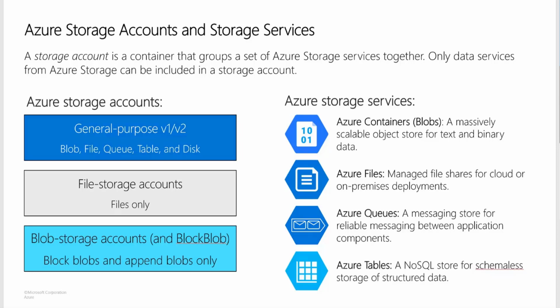And there are different types of storage account. There is a GPv1 and GPv2, that's general purpose v1 and v2. This includes a file, blob, queue, table and disk. And then there is file storage accounts. Only in those kind of accounts you can create only files. Then we have blob storage accounts, also known as blob. It can take only blobs and append blobs only.